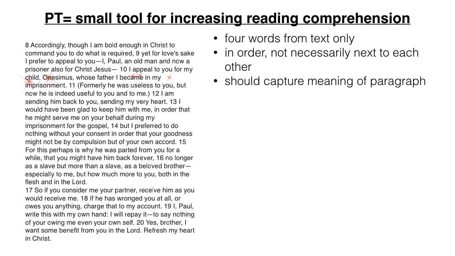So this next one I like a lot. It's my favorite one. And it's 4 words. Appeal for child Onesimus. Now they're not exactly next to each other, but they're in order, and they capture the meaning of the paragraph. There's really 2 main messages in this paragraph. One is that it's an appeal, and the second one is that something has changed in Onesimus' life. And so I like this one. He's become a child of Paul.